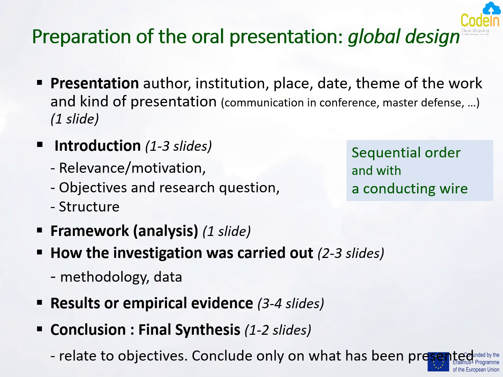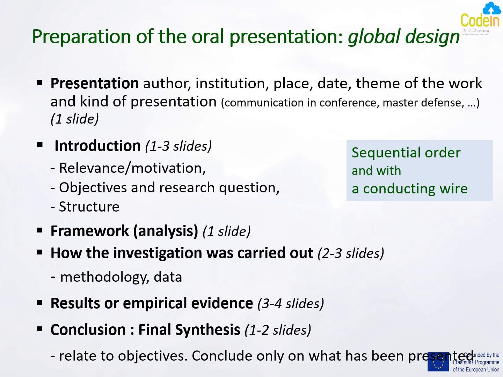Then 1 slide for the analysis of the framework, and 2 to 3 slides on how the investigation was carried out, where you speak of the methodology and data. Then most slides go to the results or empirical evidence, 3 to 4 slides. And finally, the conclusion with the final synthesis, 1 or 2 slides, where you make a relation to the objectives. You should only conclude on what has been presented.